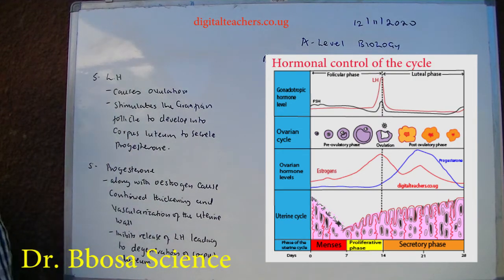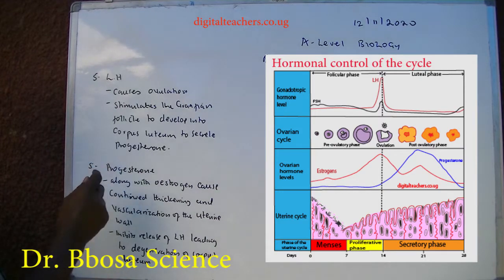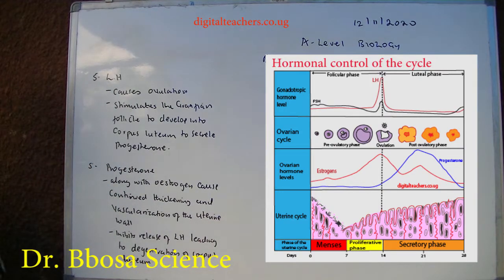Number 2, it stimulates the Graafian follicle to develop into corpus luteum to secrete progesterone. Progesterone, along with estrogen, causes continued thickening and vascularization of the uterine wall, and inhibits release of LH, leading to the degeneration of corpus luteum.